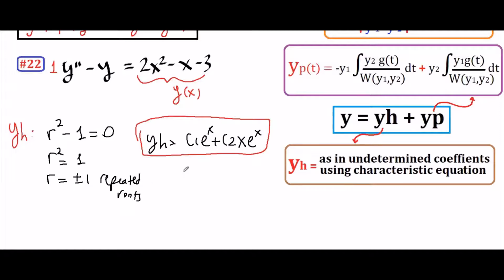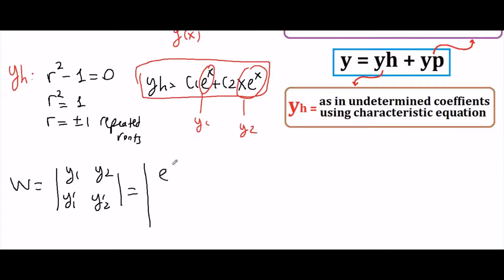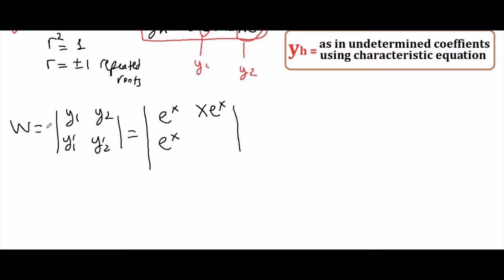Now our next step is to label y1 and y2 to be able to find the Wronskian determinant. For our Wronskian, we need our y1, y2, y1 prime and y2 prime. y1 is e to the x, and the derivative of e to the x is e to the x. y2 is x e to the x, and the derivative of x e to the x is the product rule.